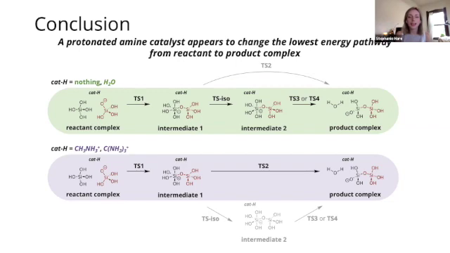And so in the future, what we have to do, in order to calculate an actual rate of production of these products in each of these cases, is a microkinetic model that incorporates all of these possible pathways and their relevant barriers in order to get a reasonable estimate for the rate of these reactions.